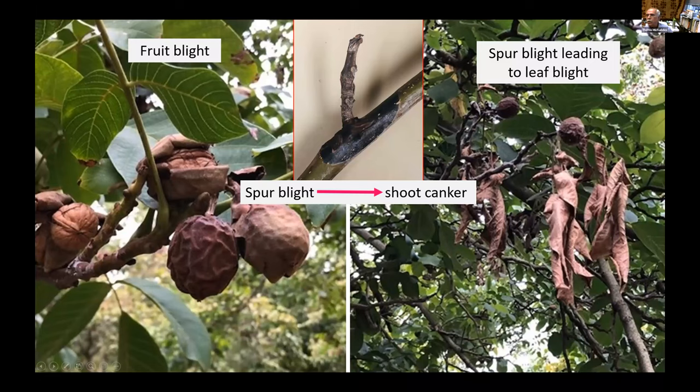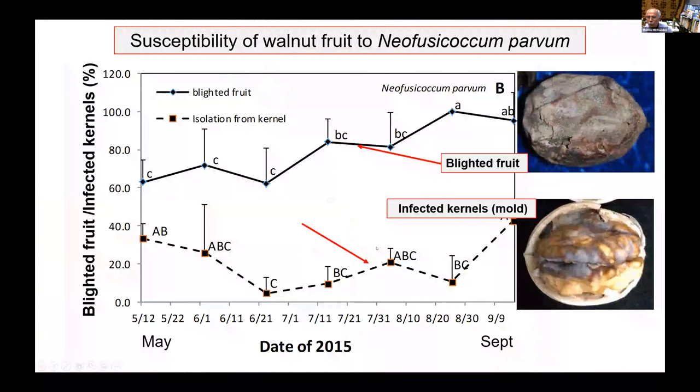The blighting of the spurs will kill the buds. And that's another major loss because the buds are the fruiting structures for the next year's crop. And also they will blight the leaves. Now, how do we know we have these latent infections?